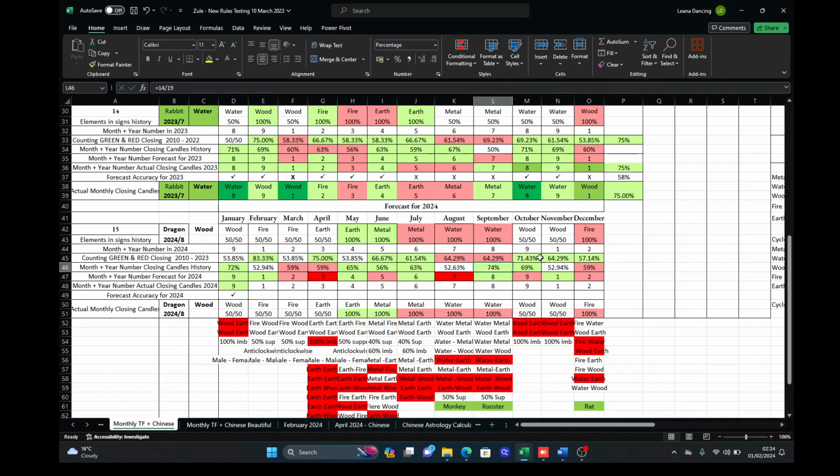And for that reason, I'm inclined to override what the numerology is saying here. And I'm inclined to give October a red color, a red candle expectation. Again, using the same logic, if October is very low, then November will be higher than October. So November gets a green candle, and then December, there will be some disastrous events in December.